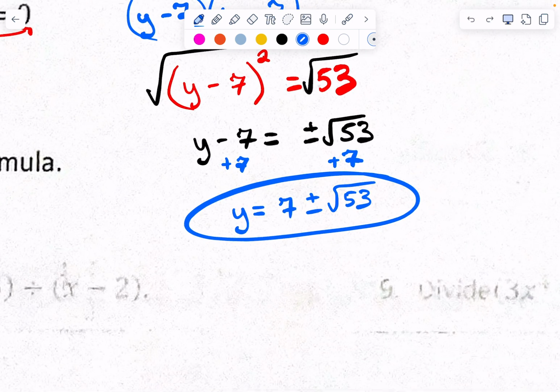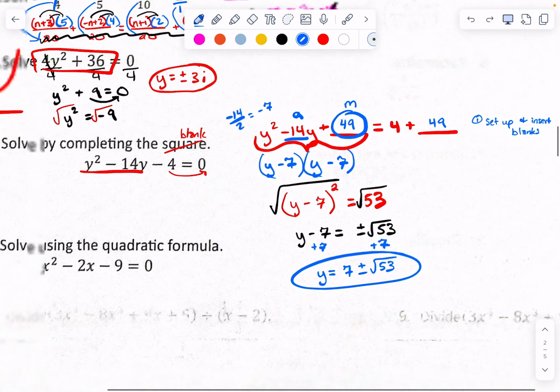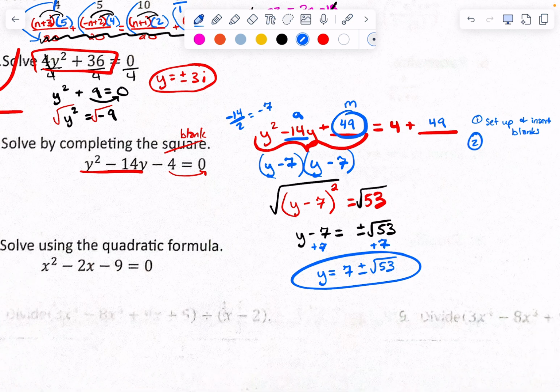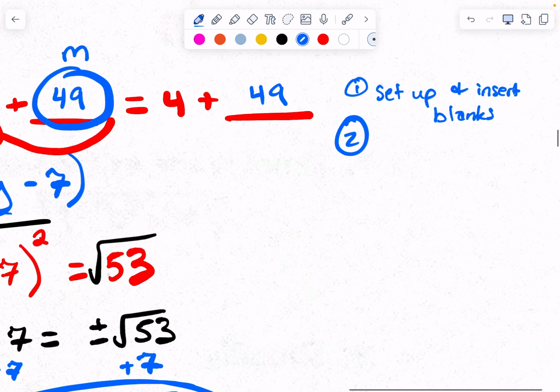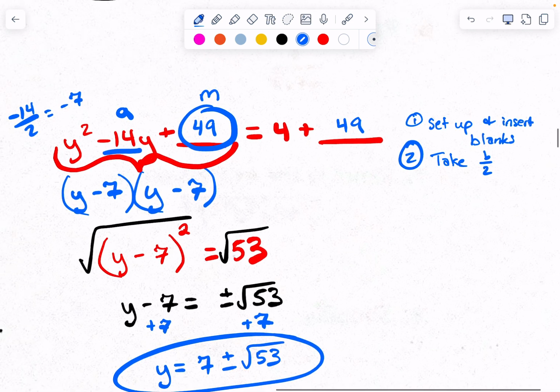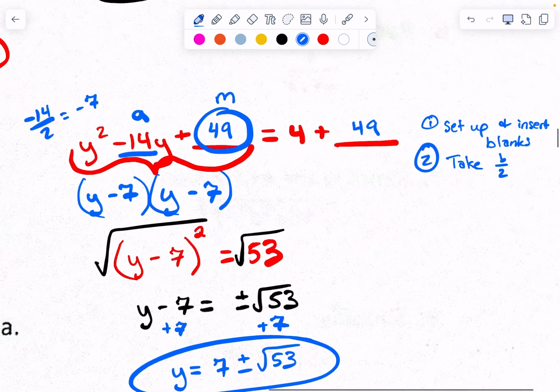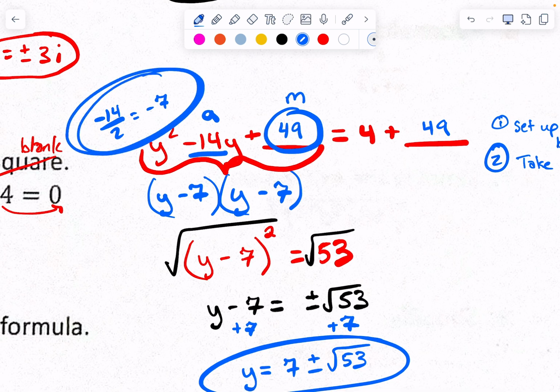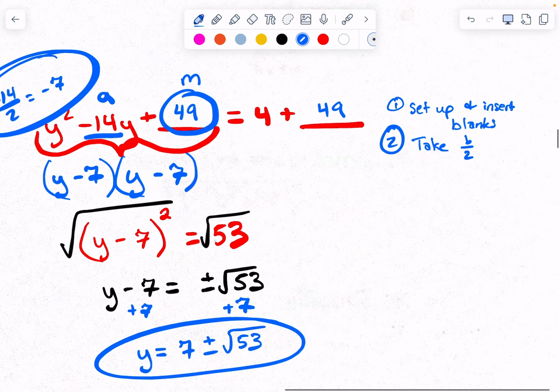Good? Completing the square. You're completing the blank. Oh, step 2. I'm going to take set up and insert blanks. Take b divided by 2. You know what I'm talking about? B divided by 2? What was b divided by 2? 7. The negative 14 over 2, which is 7, okay? Find your factors and fill in blanks.